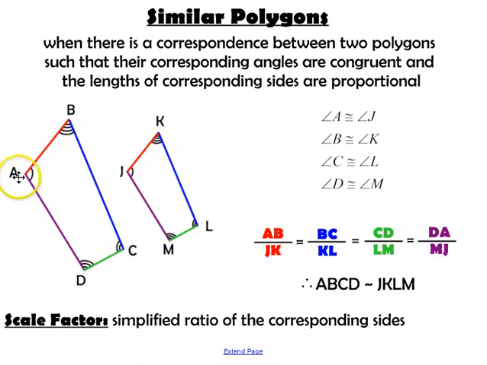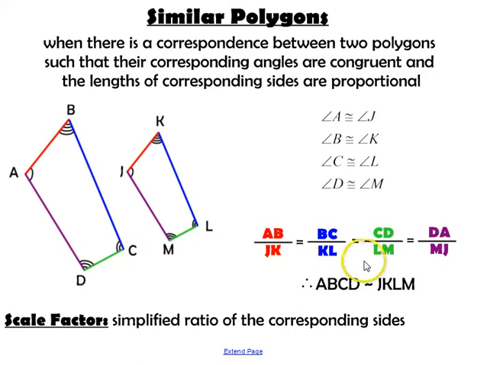So here we have polygon ABCD and polygon JKLM. And angle A is congruent to angle J, angle B congruent to angle K, angle C congruent to angle L, and angle D congruent to angle M.